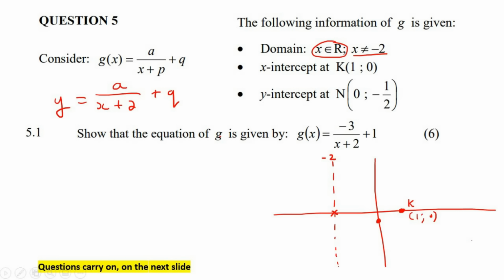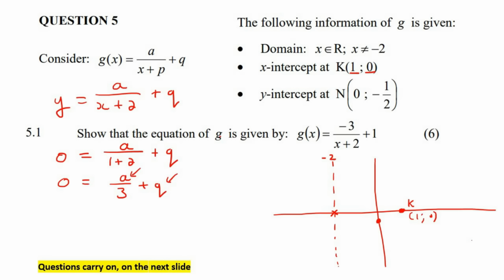Now, what I think we can do next is we could possibly substitute this x-intercept into the equation. So this x-intercept is 1 for x and 0 for y. Okay, if I simplify, that'll be a over 3 plus q. Nothing you can do there because you've got 2 unknowns, a and q, but many of you have probably realized we can just repeat that now by using the y-intercept.